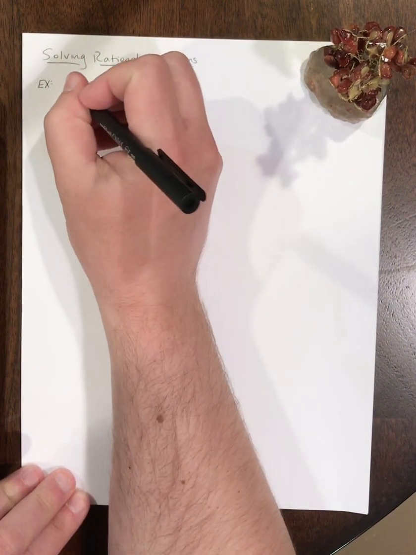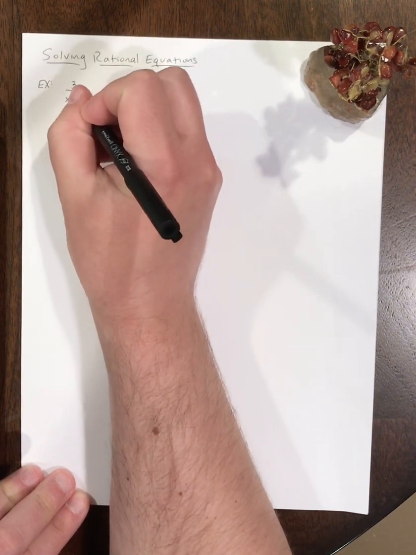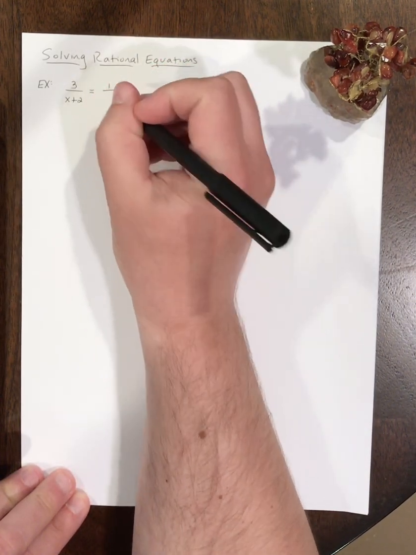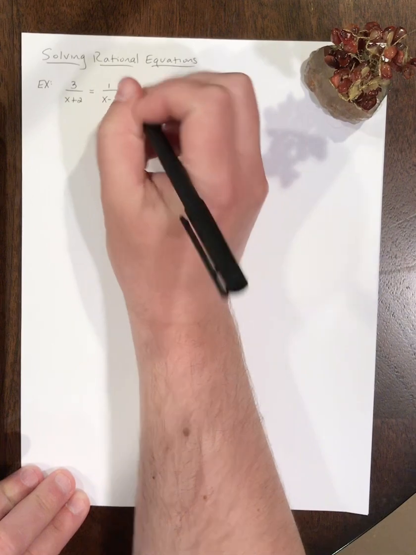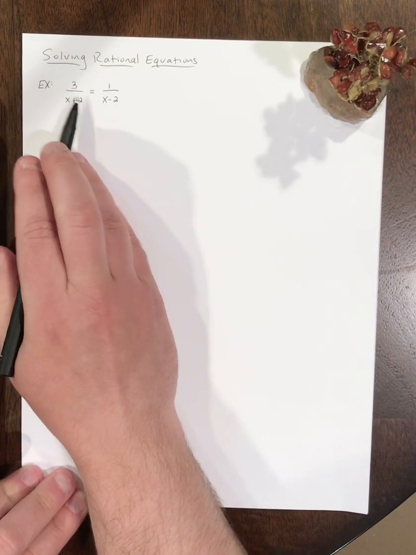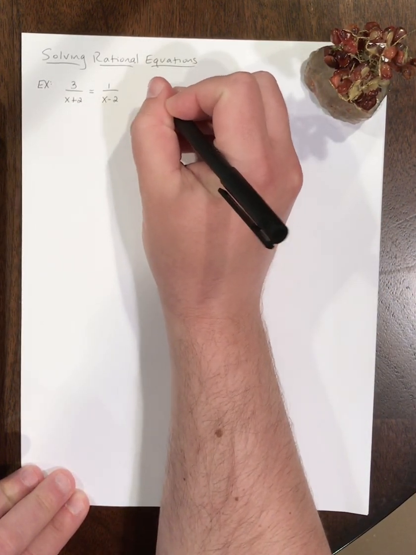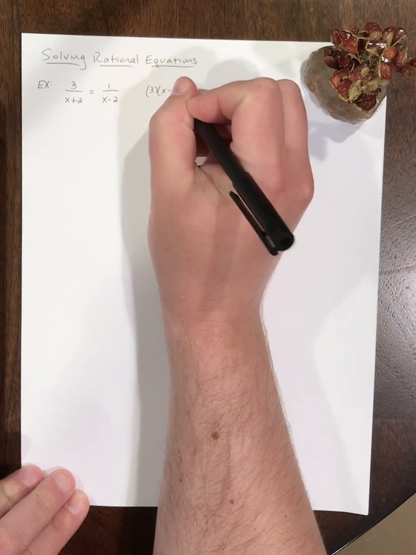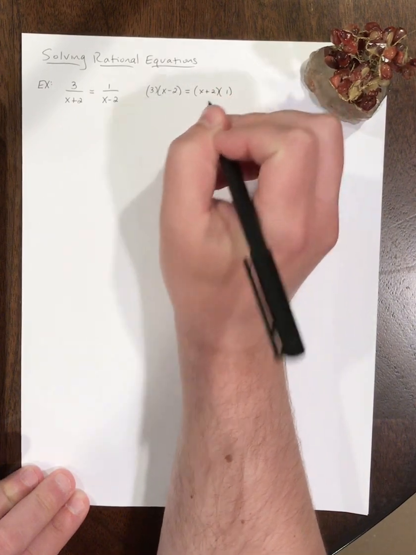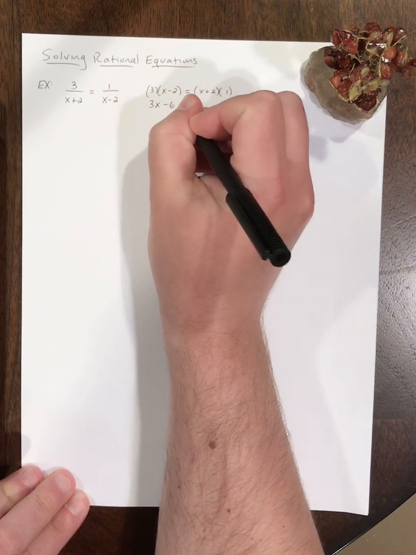So let's say we've got 3 over x plus 2 equals 1 over x minus 2. All right, so this is ratio and proportion. Cross multiply. So you would write out here, you have the 3 times the x minus 2 has to equal the x plus 2 times the 1. And now this is simply distributive property.